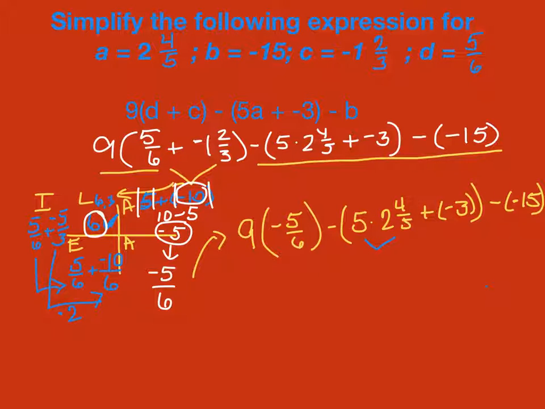So the first thing I need to do is to change that to an improper fraction. So I'm going to have 5 over 1 times 5 times 2 is 10, plus 4 more is 14/5. And I really should notice that these 5s cancel each other out, and I'm left with 14 over 1. So that, of course, is going to be 14. I'm now going to bring down the rest of my problem. That is a negative 3.